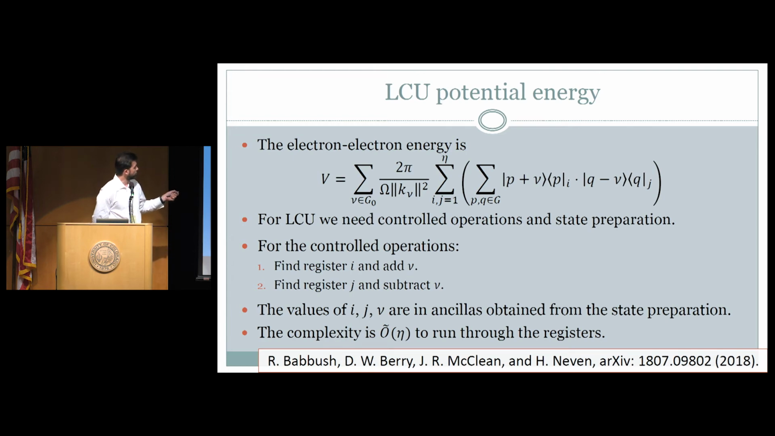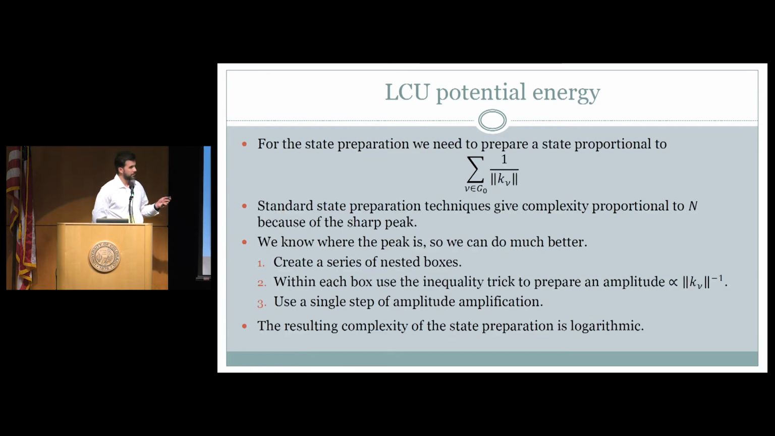So for the controlled operations, it's essentially this here, and what that means is that you're subtracting a momentum nu from register J and adding it to register I. And you can essentially do this just by running through the registers and doing arithmetic, and that gives you another factor in the complexity of O tilde of eta. The tricky thing is to do the state preparation.